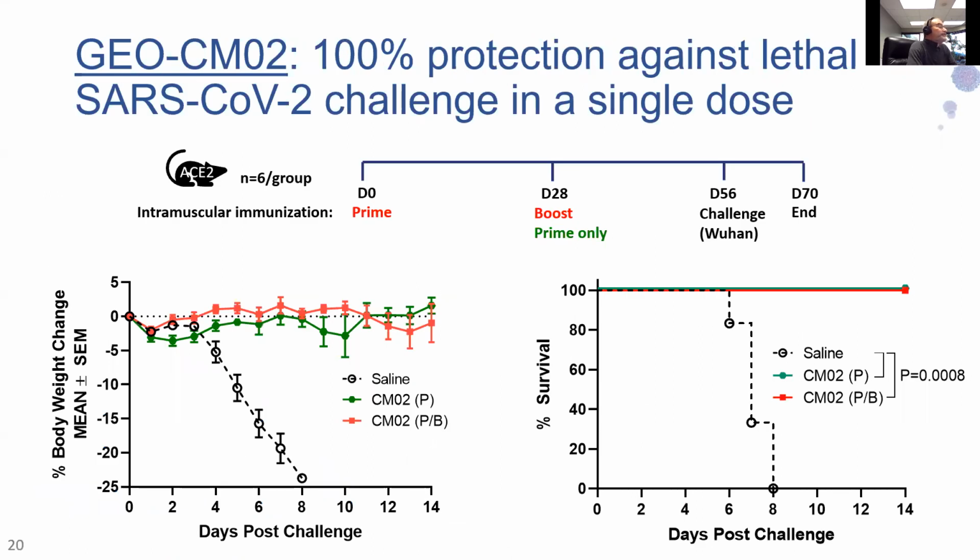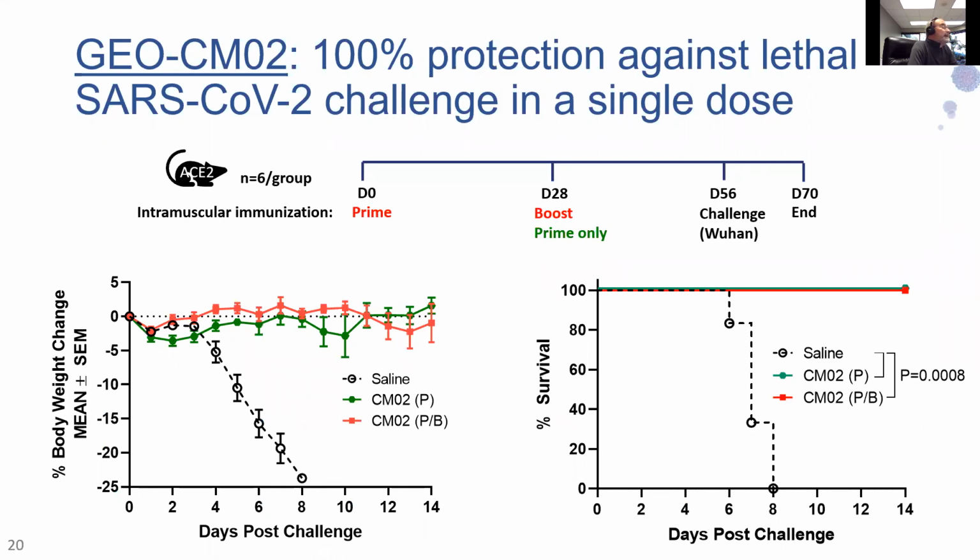Now, how does this translate into protection? Here, what I'm showing you is that we can induce 100% protection against lethal infection in the ACE2 transgenic mouse using either one dose, which is the line shown in the green, or two doses in the red.